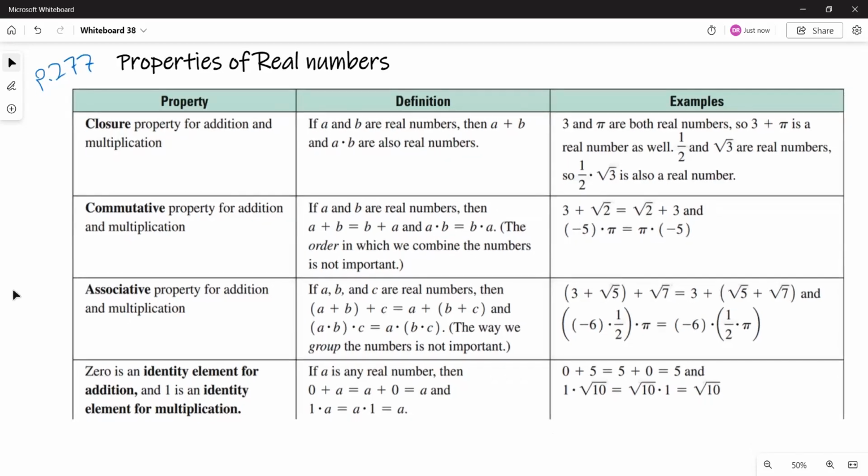Number 4 is that 0 is an identity element for addition, and 1 is an identity element for multiplication. So if you add 0 to any number, or you add any number to 0, the result is going to be that number. And if you multiply 1 by any number, or any number by 1, you are going to get that number A. And the last two.